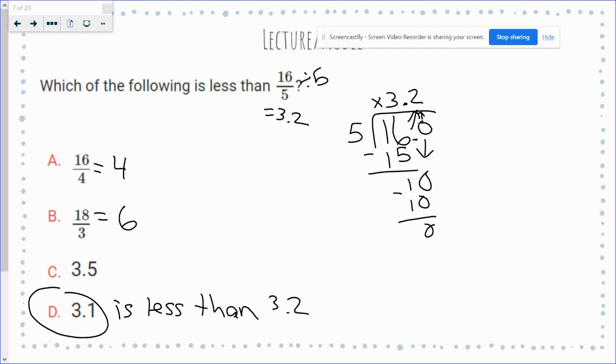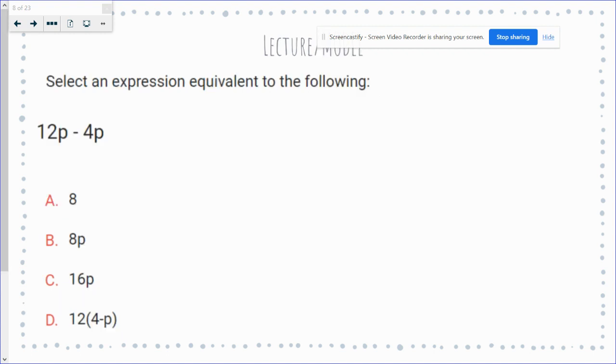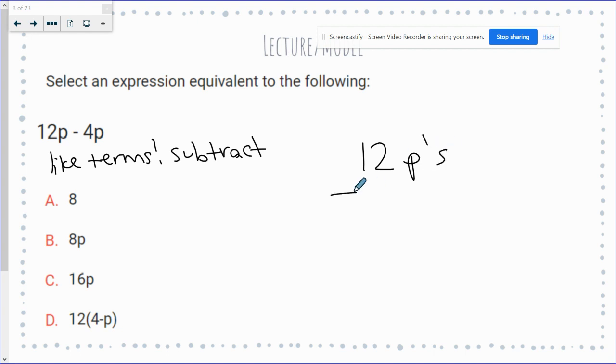All right, let's keep going. Which of the following is equivalent to 12p minus 4p? Again, these are like terms, so we can subtract them. They are like terms because they both have the same variable p. If I have 12 plums and take away 8 plums, I have 4 plums left.